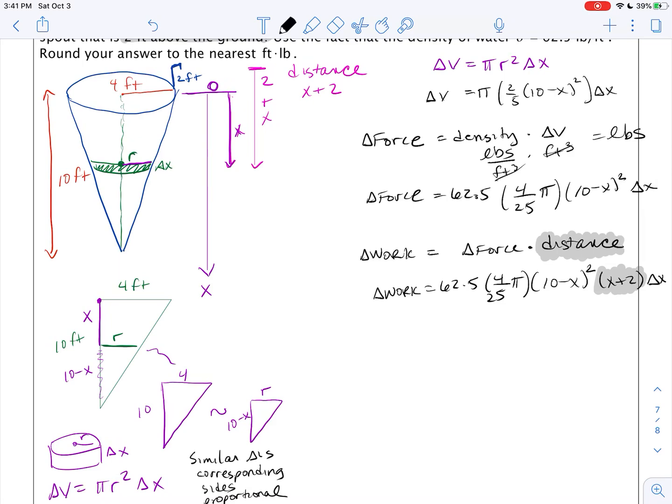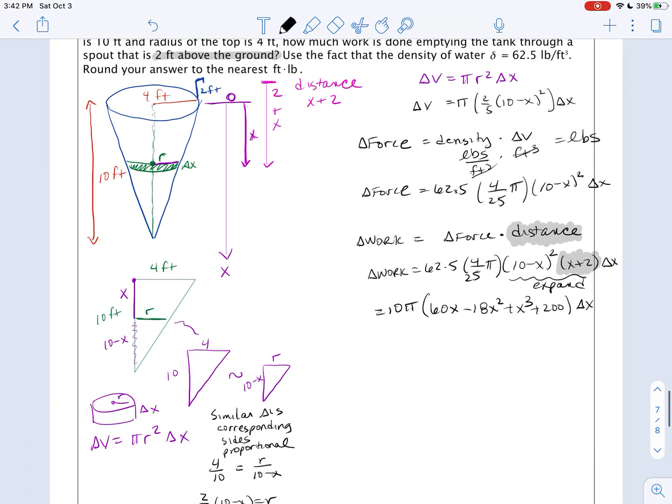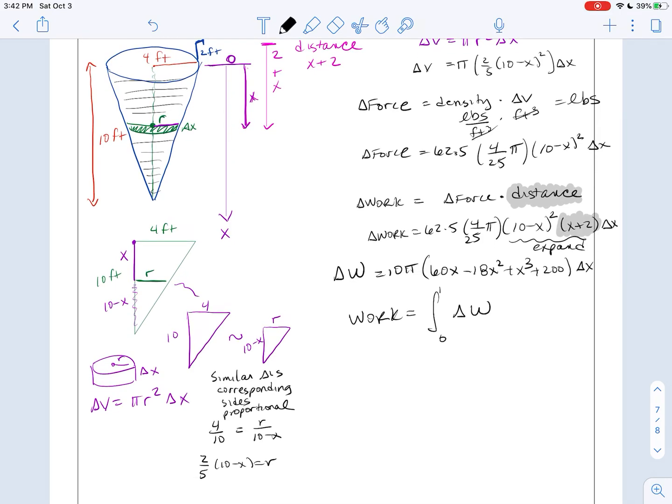Multiplying the 62.5 times 4 and then dividing by 25 actually ends up being a nice number, which is 10 pi. And so we'll see that this is going to be 10 pi, and multiplying this out, we're going to get 60x minus 18x squared plus x cubed plus 200 delta x. Good. And that's going to be our delta work. What's our total work? That's going to be the integral of our delta work. And what are the range of our slices? Our slices start from 0 and they go all the way to 10. So we're going to have 0 to 10.